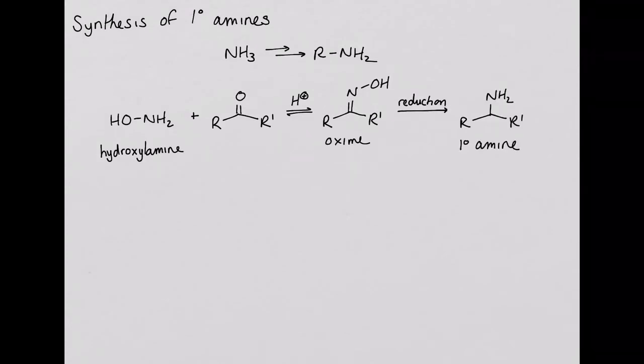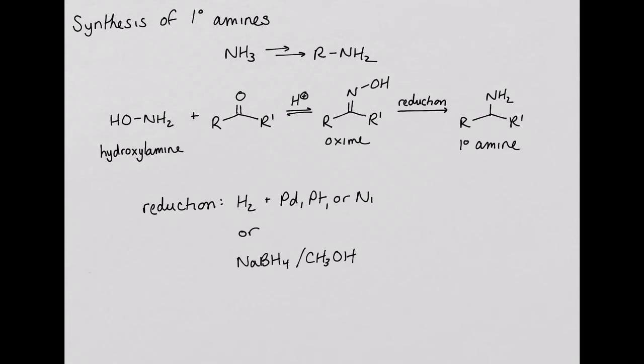The reductive step can be carried out in several ways. The oxime can be reduced to the primary amine using hydrogen and a transition metal catalyst like palladium, platinum, or nickel. Alternately, it can be reduced using sodium borohydride. Finally, lithium aluminum hydride can also be used to reduce the oxime to the primary amine.